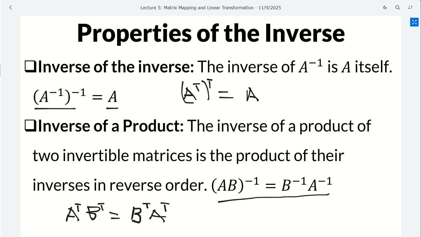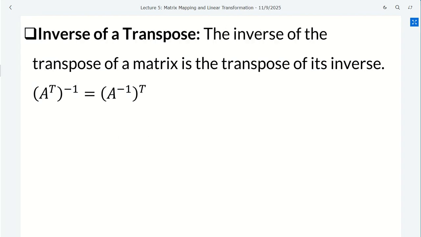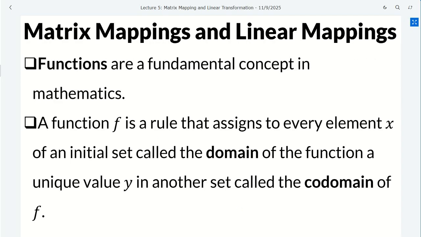So you see how one application leads to another. The inverse of the transpose of a matrix is the transpose of its inverse. If I find the transpose of the matrix and then the inverse, it is the same as finding the inverse and then the transpose. It's the same thing, nothing changes. These properties we see again.